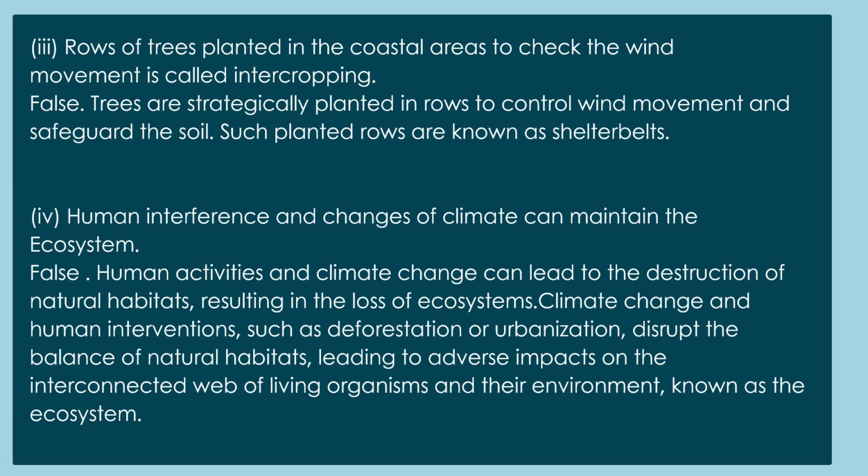Human interference and changes of climate can maintain the ecosystem. The answer is false. Human activities and climate change can lead to the destruction of natural habitats, resulting in the loss of ecosystems. Climate change and human interventions such as deforestation or urbanization disrupt the balance of natural habitats, leading to adverse impact on the interconnected web of living organisms and their environment known as the ecosystem.